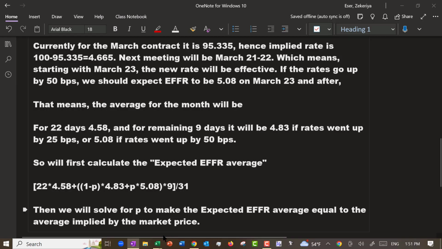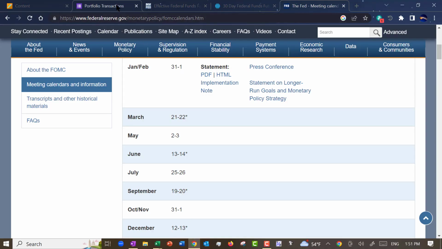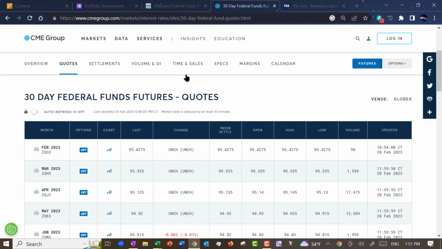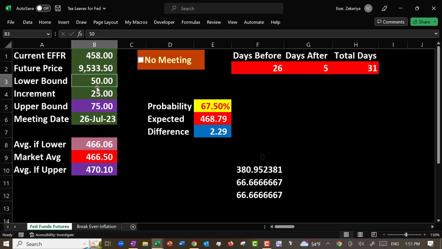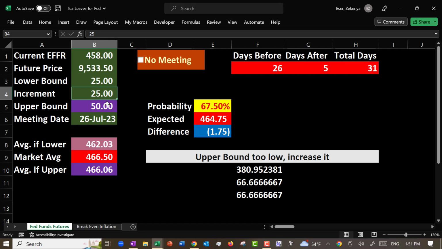Current futures price is 95.335. Lower bound 25. I'm doing increments of 25. Then upper bound is 50. Meeting date is 3/22. Okay.